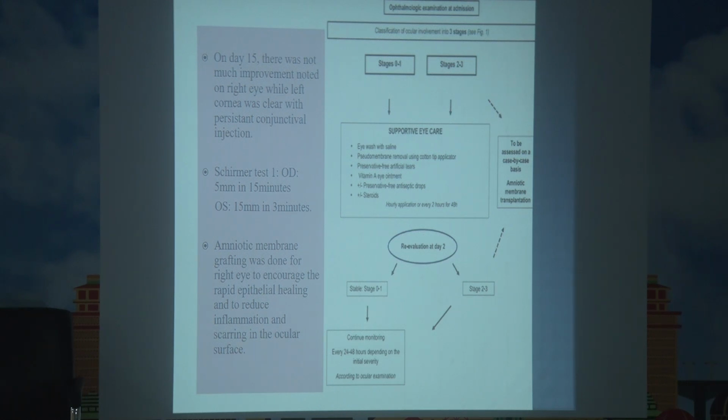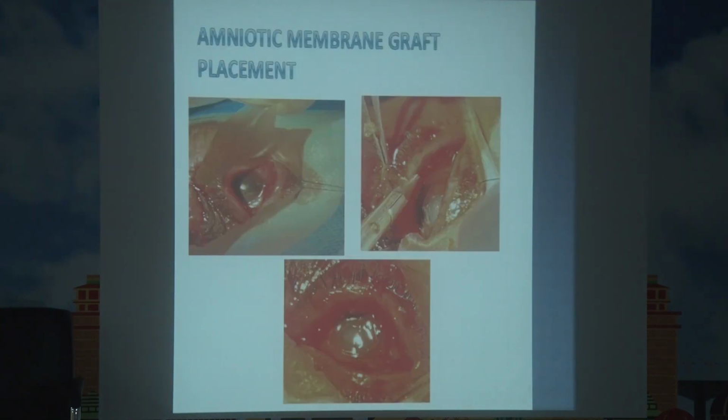Schirmer test 1 for the right eye was 5 millimeter in 15 minutes, while for the left eye it was 15 millimeter in 3 minutes. Amniotic membrane grafting was done for the right eye to encourage rapid epithelial healing and to reduce inflammation and scarring of the ocular surface. This is amniotic membrane grafting for the right eye, where we used dry amniotic membrane. It was sutured, covering the whole of the cornea, conjunctiva, both the superior and inferior fornix, and the lid margin.